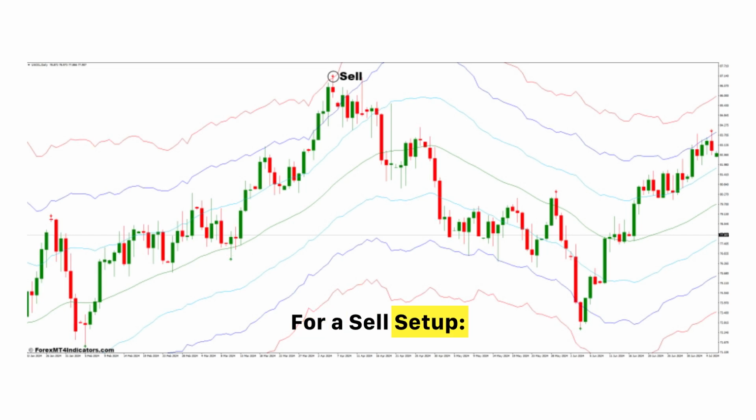For a sell setup, price touches or exceeds the upper ATR channel. A red Super Signal arrow forms. Confirm and take the trade.